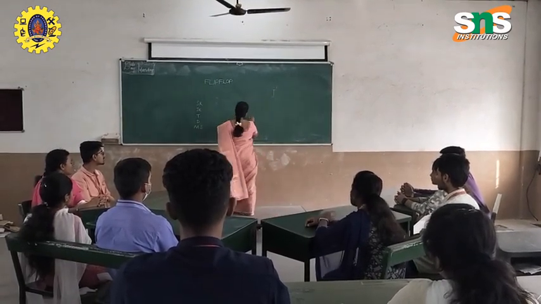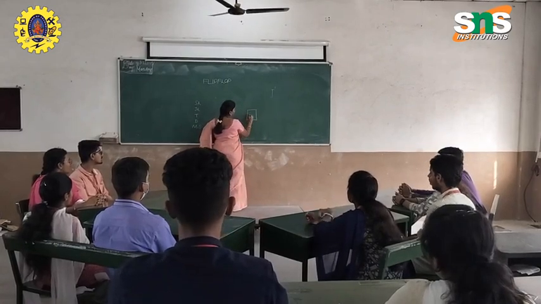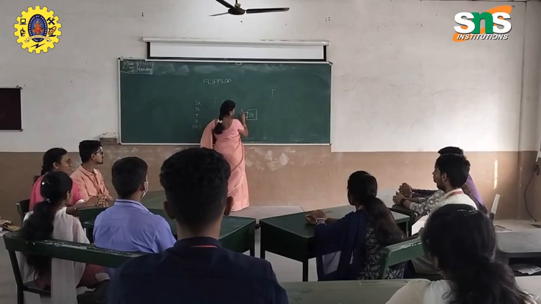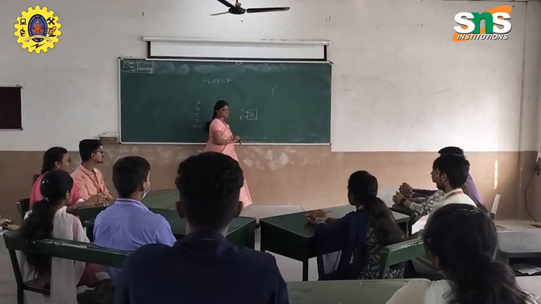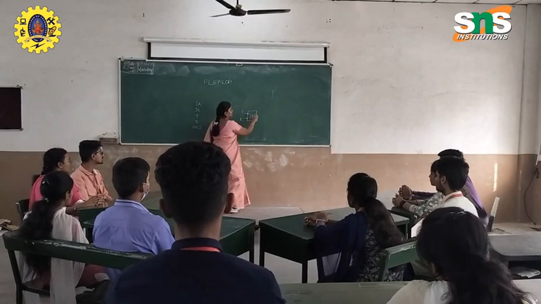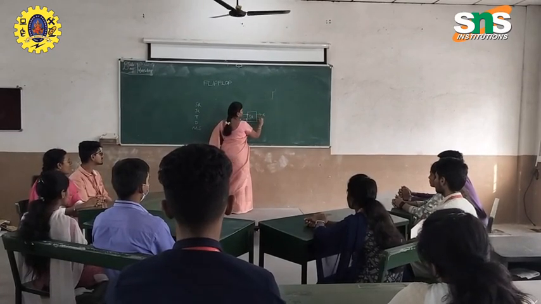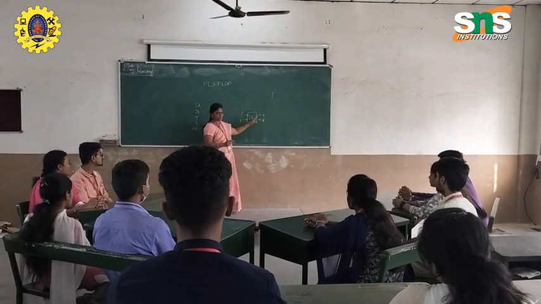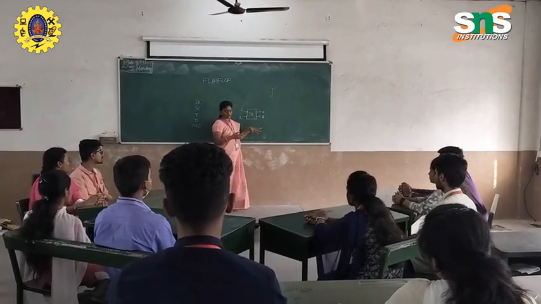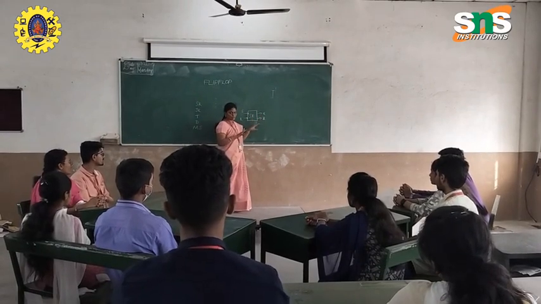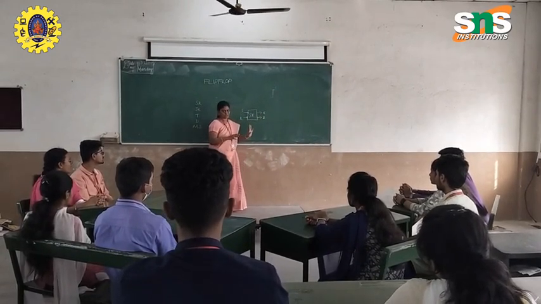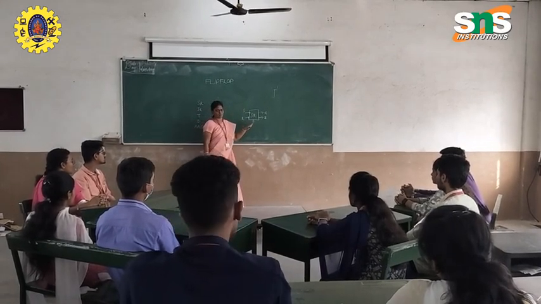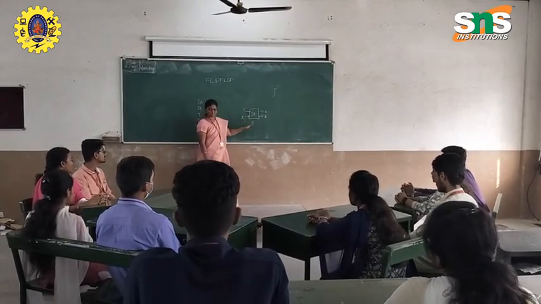For example, this is a flip-flop. If it is SR, the two inputs are S and R, set and reset, and your outputs will be Q and Q bar. Q and Q bar will always be complementary. If Q is 0, your Q bar will be 1. If Q is 1, your Q bar will be 0. So this is the structure of your flip-flop. Each flip-flop will be represented in the same way.